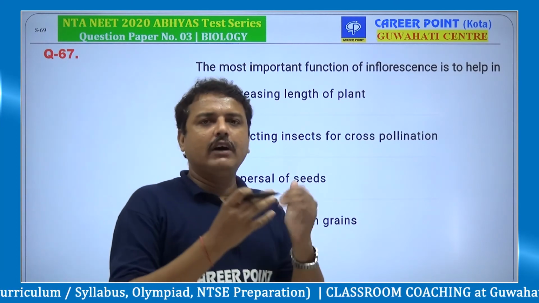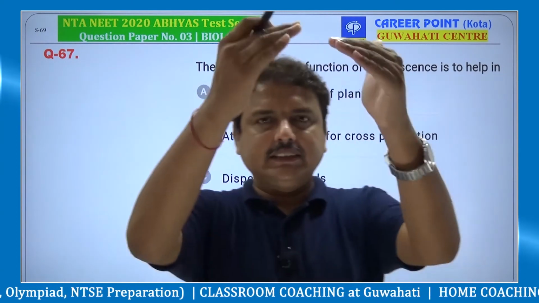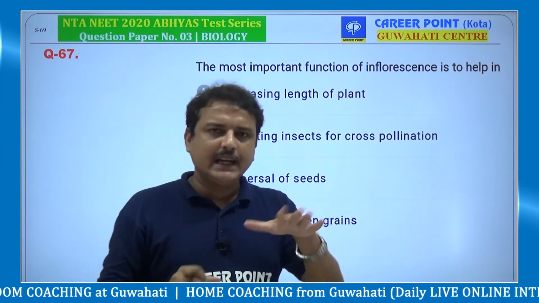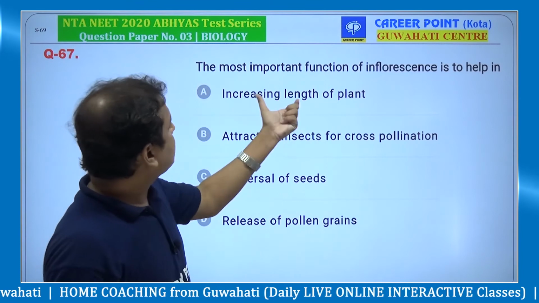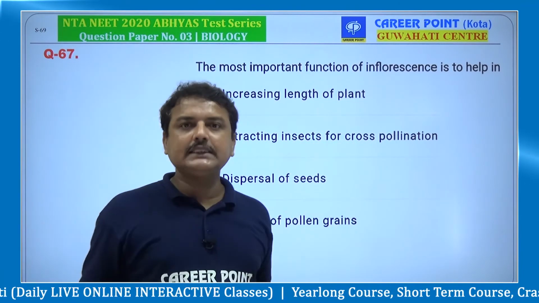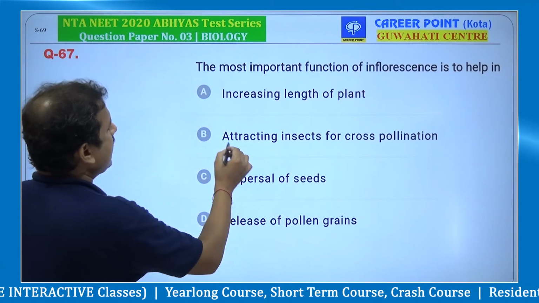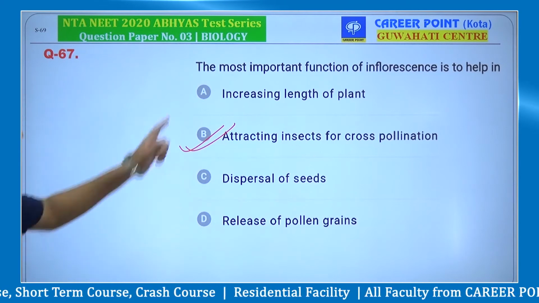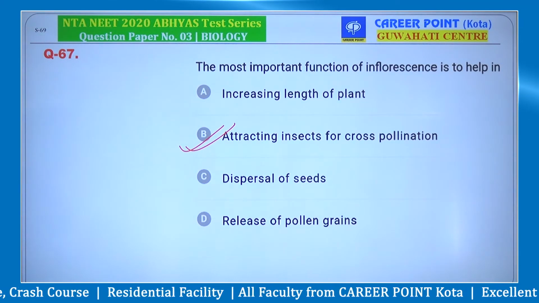Next question, the most important function of inflorescence is to... what is the inflorescence? The arrangement of flowers on the stalk, the main axis, is called inflorescence. There are two types of inflorescence, racemose and cymose, as you know. So what is the important function of inflorescence? It is to attract insects for cross pollination. That is the answer.